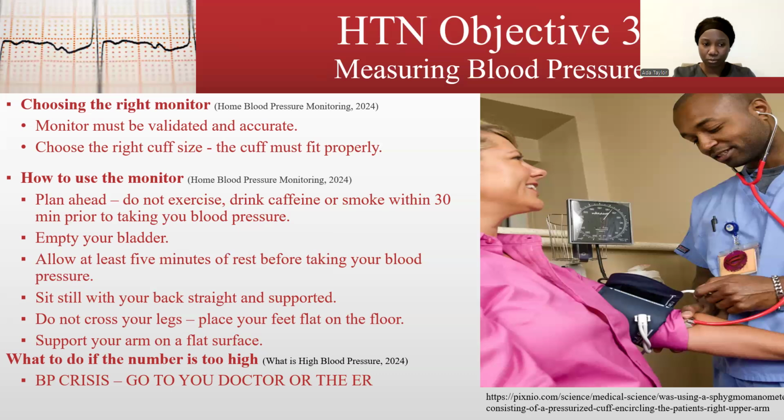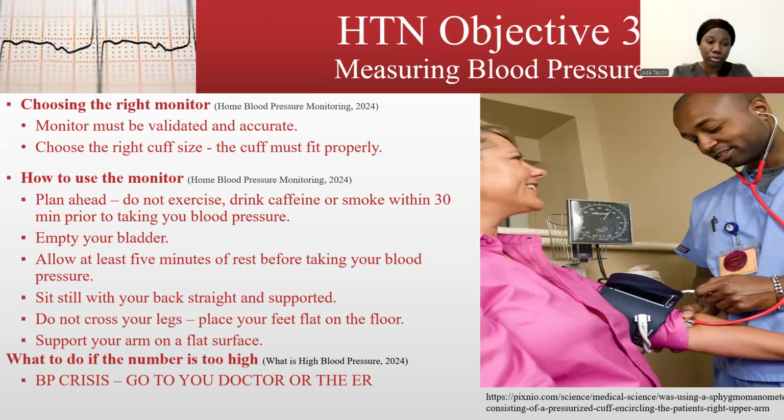You want to sit still with your back straight and supported. So get a back rest. Sit in a chair that has a back rest. Do not cross your legs. Place your feet flat on the floor. Support your arm on a flat surface. So the arm that you're going to have the blood pressure cuff on, you want to support that arm on a flat surface. And then you can take the blood pressure.